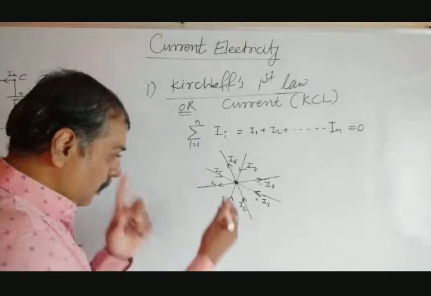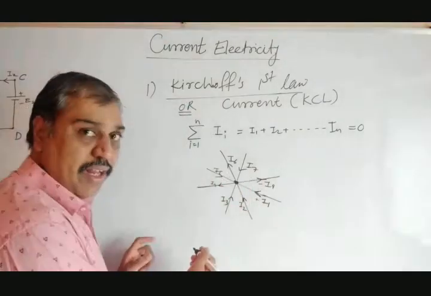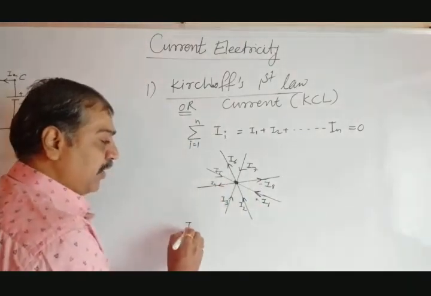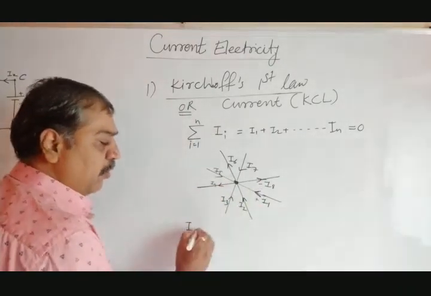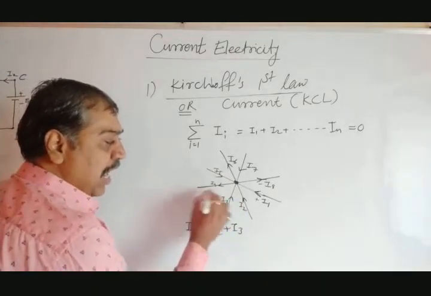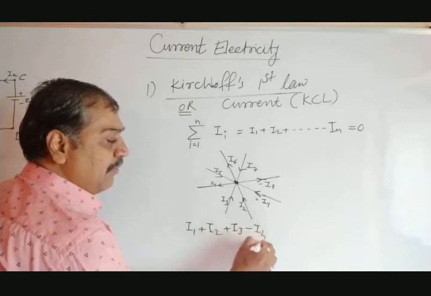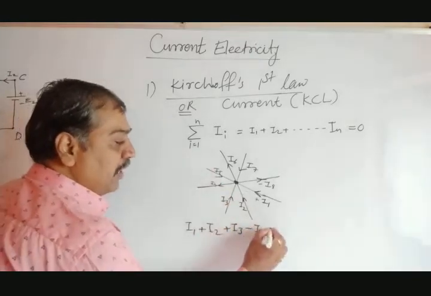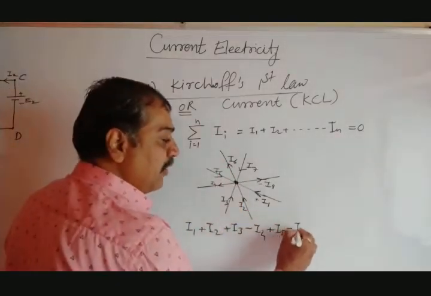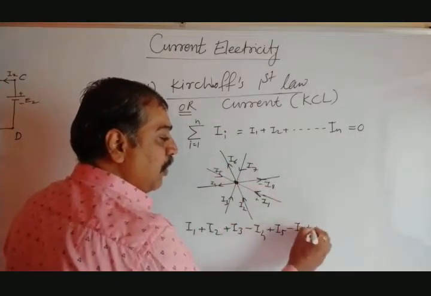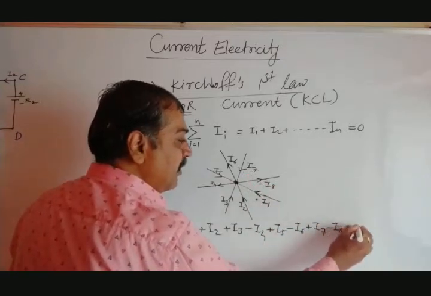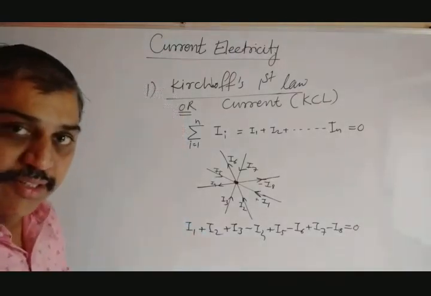Now start with this. What can we write? Just apply that law here and rewrite the equation. So I1 is going toward the junction, positive. I2 again going toward, so it is plus I2. I3 going inside, plus I3. I4 going outside, minus I4. I5 going inside toward the junction, so it is plus. I6 going away, so it is minus. I7 going toward, so it is plus. I8 going outward, so it is minus, and this is equal to 0.